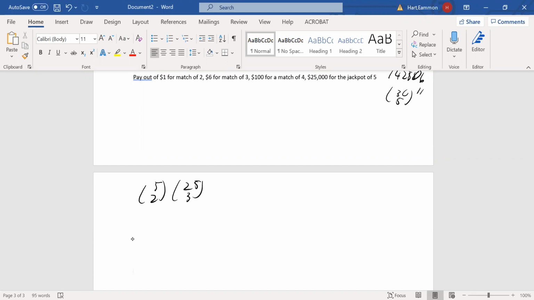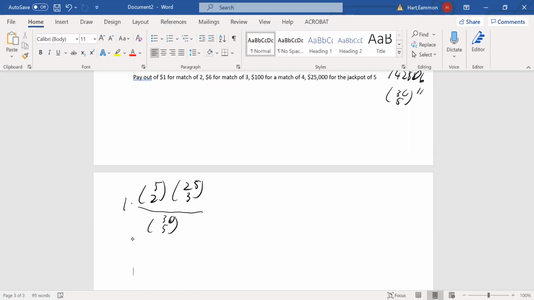So the odds that I get $1 as my payout is going to be 5 choose 2, because they can be any 2 of my numbers. And then there's 25 options for the junk for the other 3 numbers. I don't really care what those are. And that's going to be divided by 30 choose 5, which, like I said, is this number up here.